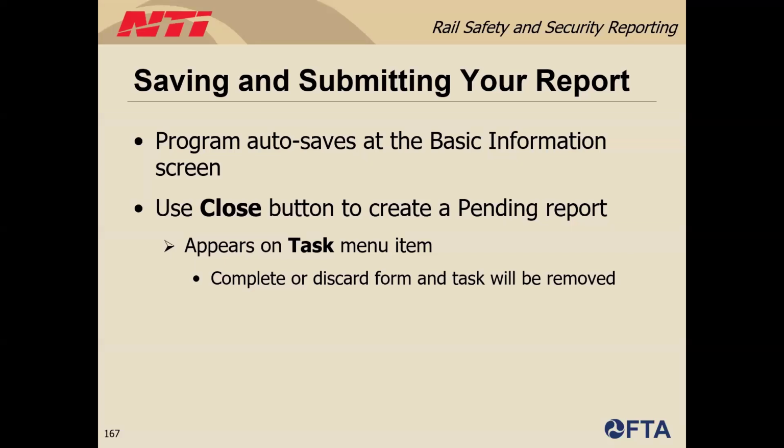When you are ready to complete the report, click on the task menu option, and you will see a listing of each task. Major event report tasks will appear with SNS 40 in the title. Just click on the task and the system will return you to the screen you were on when you closed the report. Complete the report and save and submit. Or if you no longer need the report, you can choose delete instead.